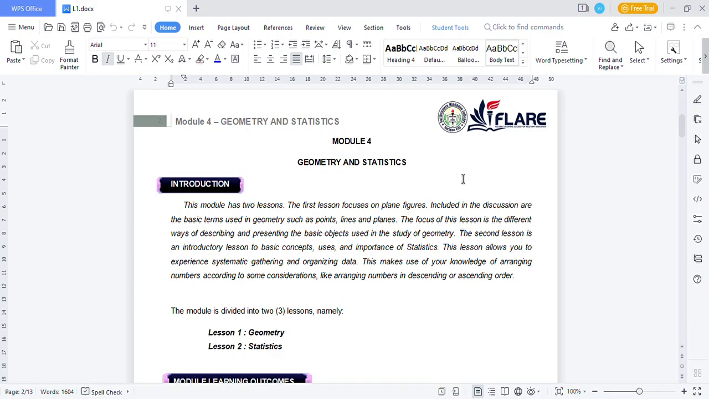Our topic for this morning is all about Module 4. And Module 4 is all about geometry and statistics. But before we go to statistics, we will have to discuss geometry first. So again, Module 4 is all about geometry and statistics.